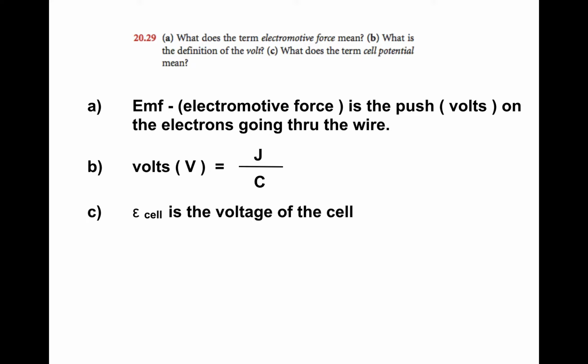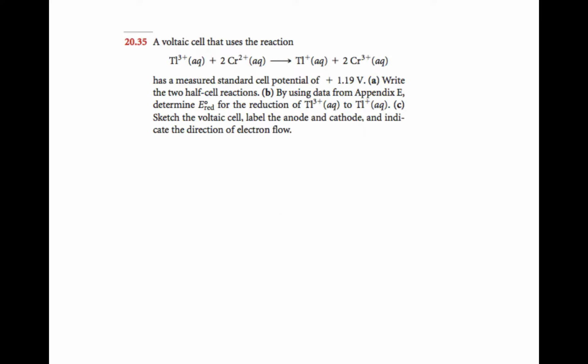All right, the voltage of the cell, that's the cell potential, right? So what kind of voltage is the cell generating? And that's going to be determined by the concentration of the reactants and the products. A voltaic cell that uses the reaction thallium 3 plus reacting with chromium 2 plus to make thallium plus and chromium 3 plus has a measured standard cell potential of 1.19 volts. A, write the two half-cell reactions.